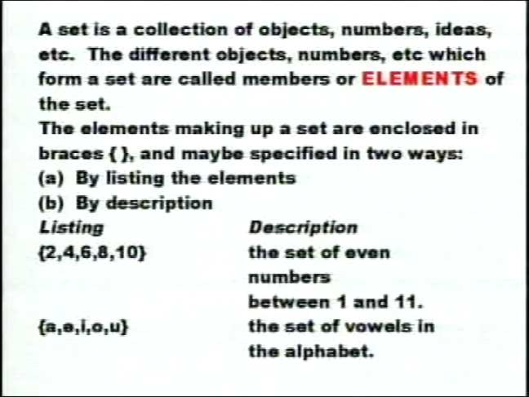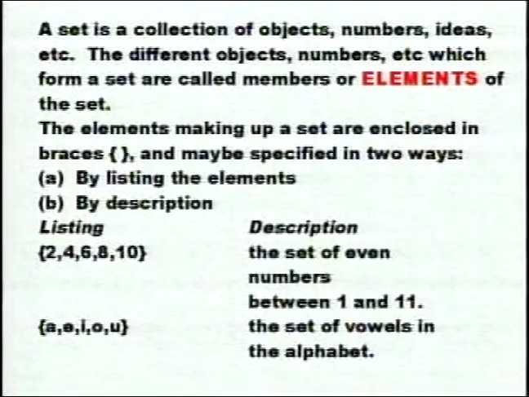Okay, the first one is by listing the elements. That's what we did here, 3, 7, and 9. We're listing the elements. Or the second way is by description. And I've got two examples on the monitor. Listing them, we can go 2, 4, 6, 8, and 10. But describing the same set, that's the set of even numbers between 1 and 11.